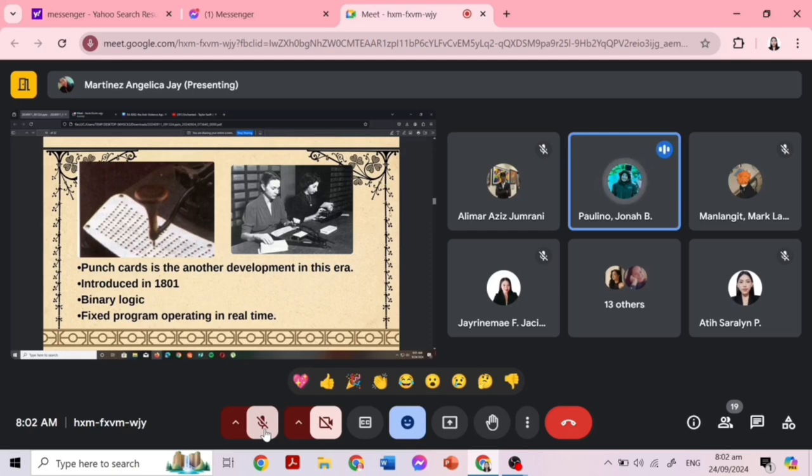So the punch card is another development in this era, introduced in 1801. In a way, the punch cards used in early computers were an early attempt at automating data collection and storage to keep track of large amounts of data. Something had to be done to help humans count and manage these huge volumes of information, meaning a lot of information, without error and without taking a long period of time.